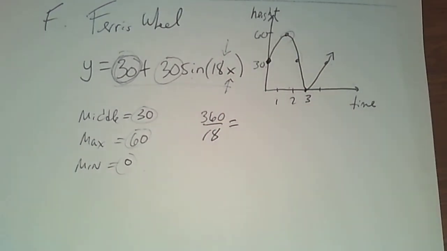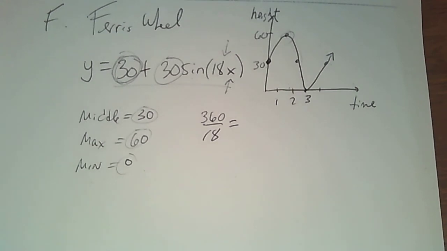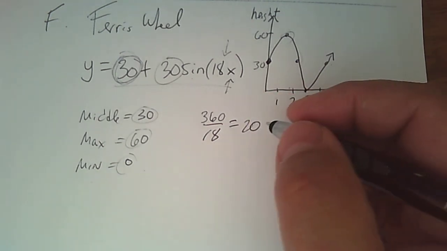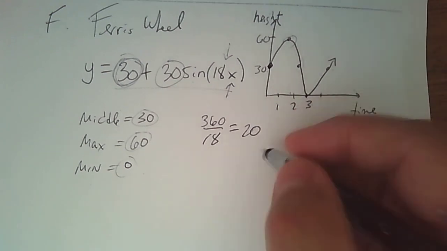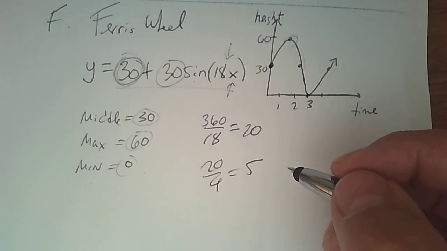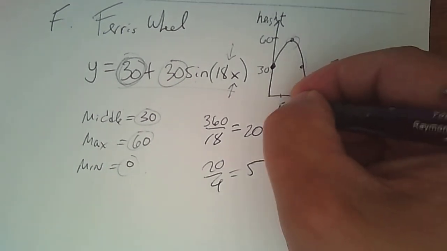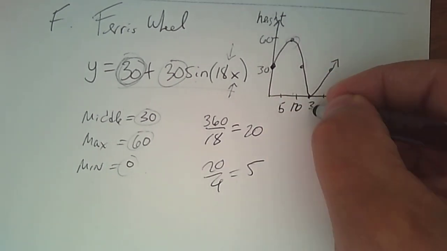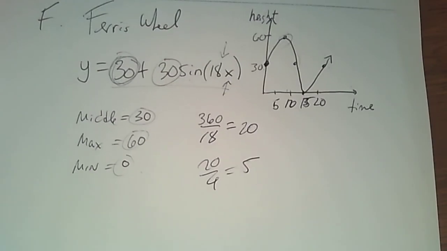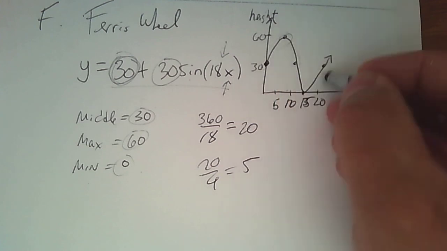So actually, this is probably a little bit inaccurate. So if I went 360 divided by 18, one cycle would take 20 seconds to get around. Is that accurate or not? I'm not sure. If you take that and divide it by 4, then every 5 seconds, so this should really be 5 and then 10 and then 15 and then 20 would put you back into the middle. So every 20 seconds, you get back to where you were.